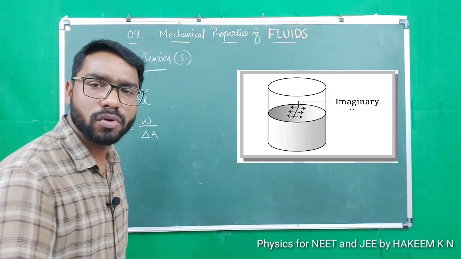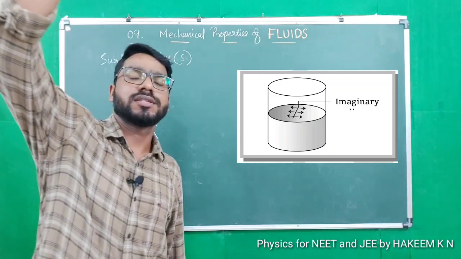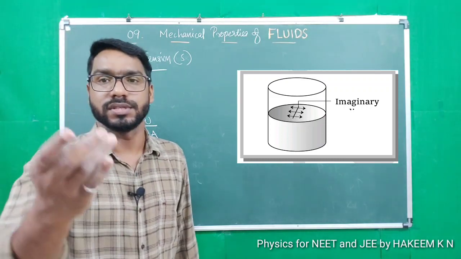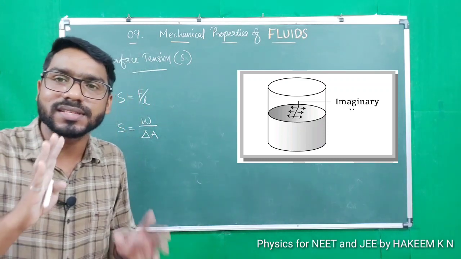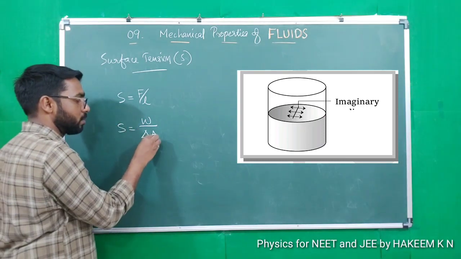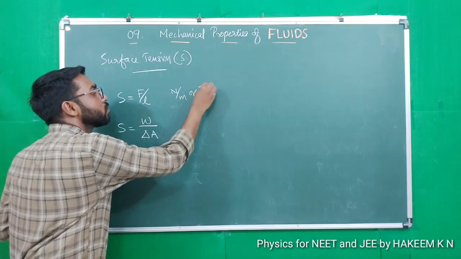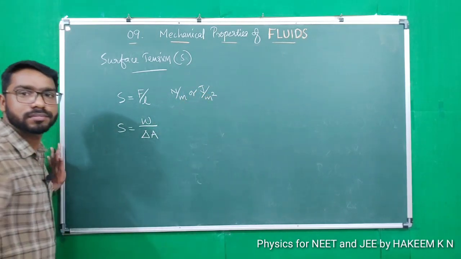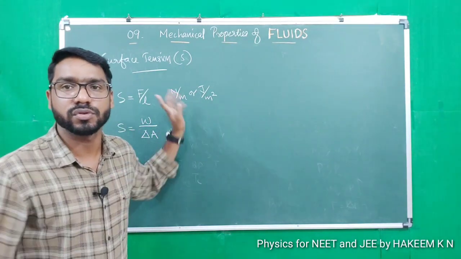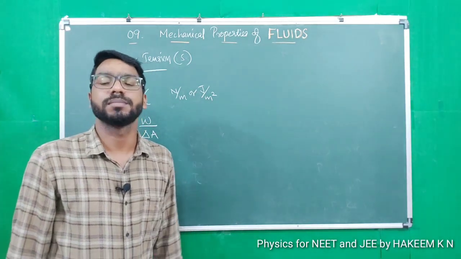That means to bring a molecule from the interior of the liquid to the surface, we have to do some work against the cohesive force. So that work done is stored as surface tension. S equals work done per unit area. So the unit we can give is Newton per meter or Joule per meter square, both are the same, because Joule is Newton meter.